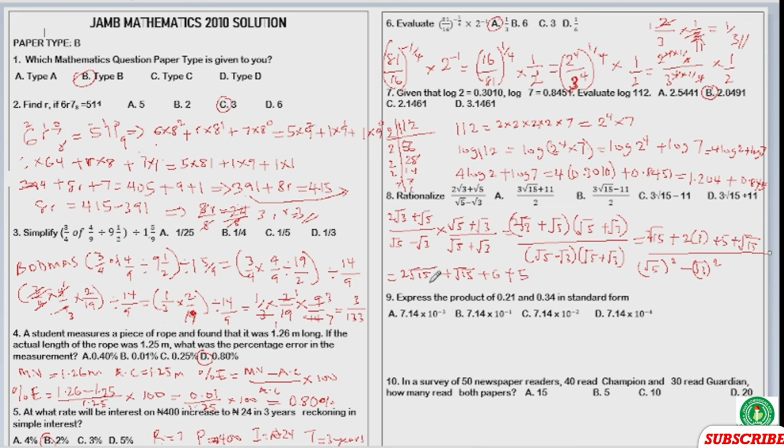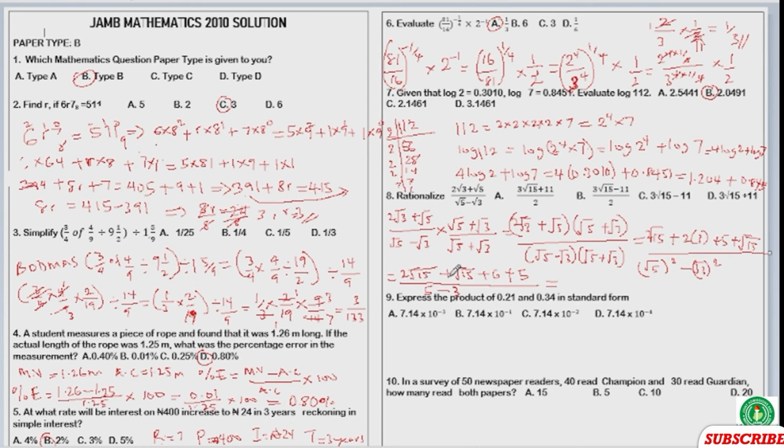So what do we have all over? Now root 5 whole square is what? 5, because the square cancels the square root. Root 3 squared is what? Minus 3. So everything here now is 2 root 15 plus root 15.